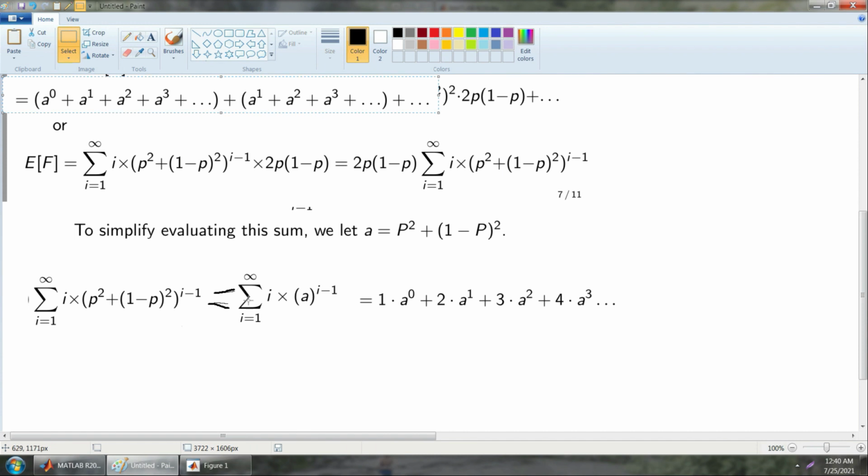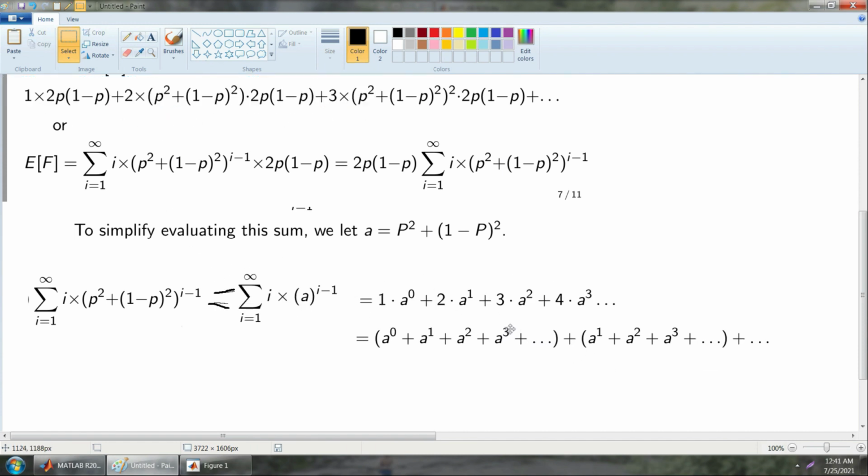Okay, so here is how I'm going to rewrite it. So let's explain where this comes from. Here you can notice that I have exactly one a to the 0, and I'm going to put that a to the 0 here. Next I have 2a to the first. So I'll put the first one in this parentheses, and I'll put the second one here, and I'm done with those. And next I have this 3a squared.